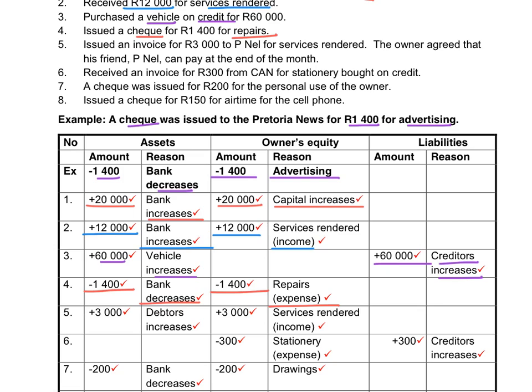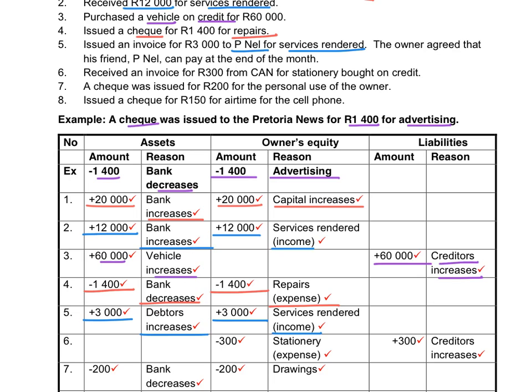Issued an invoice for 3,000 to P&L for services rendered. The owner agreed that his friend can pay this money at the end of the month. So at this stage, this person owes the money to the business, so he is a debtor if he owes money to the business. Why does he owe the money? For services rendered. So we will indicate that assets increase with the 3,000 because the debtors increase, they owe more money to the business. Services rendered is an income that will increase the profits with 3,000 rand.